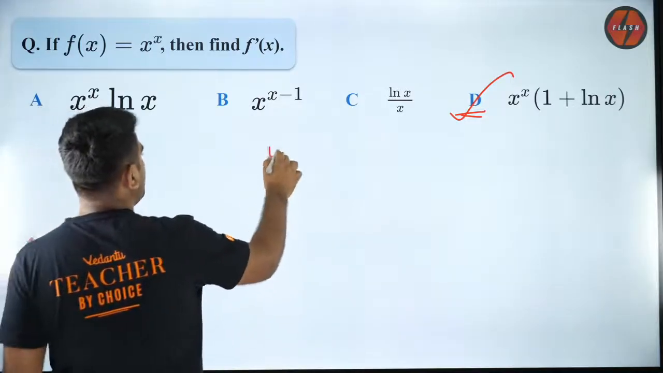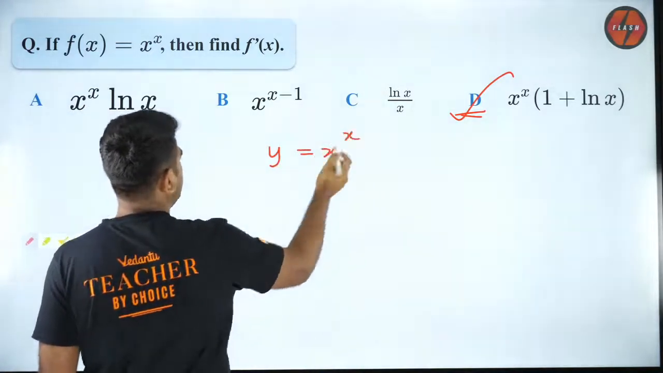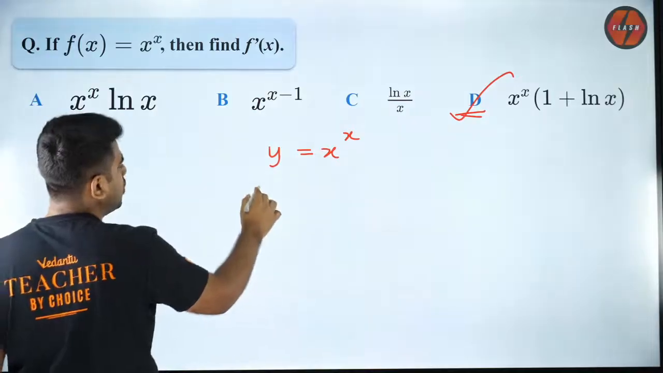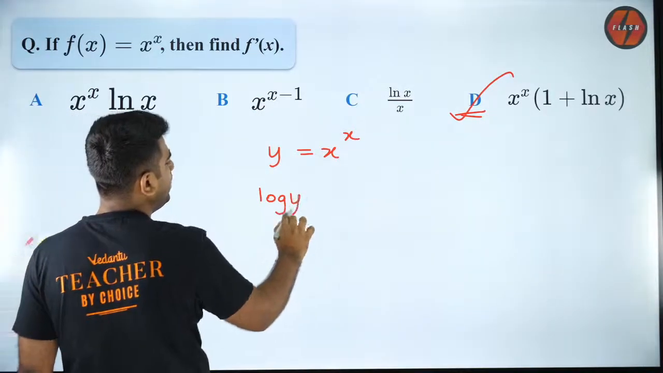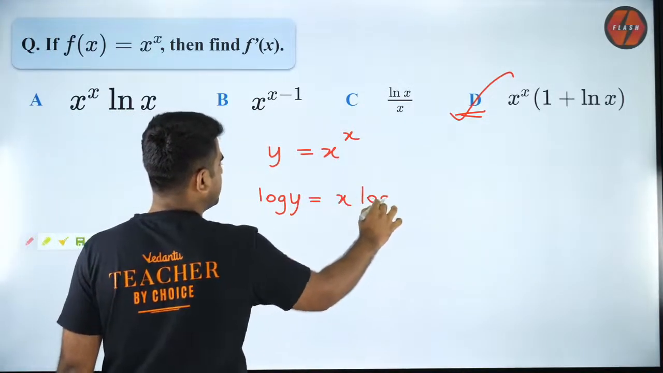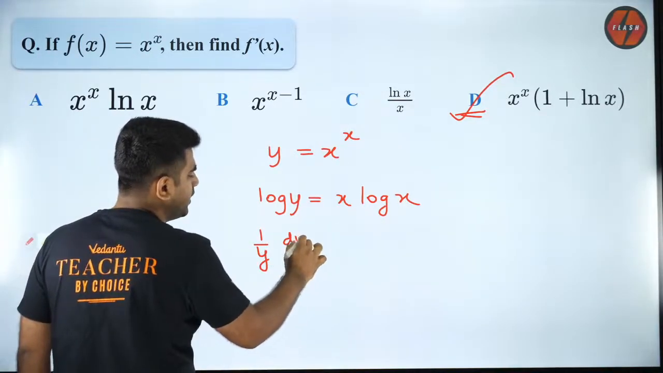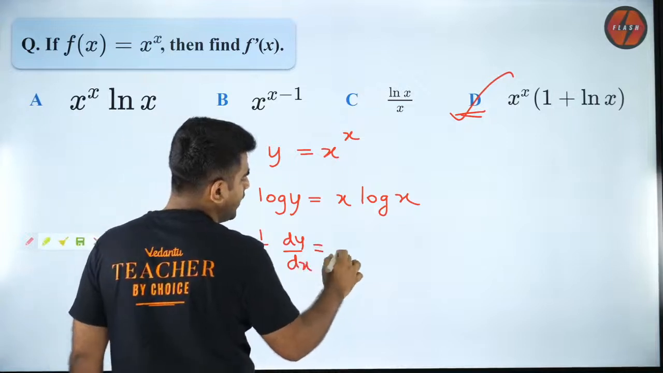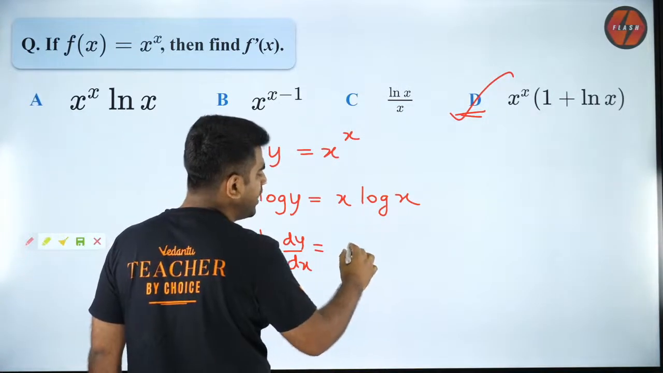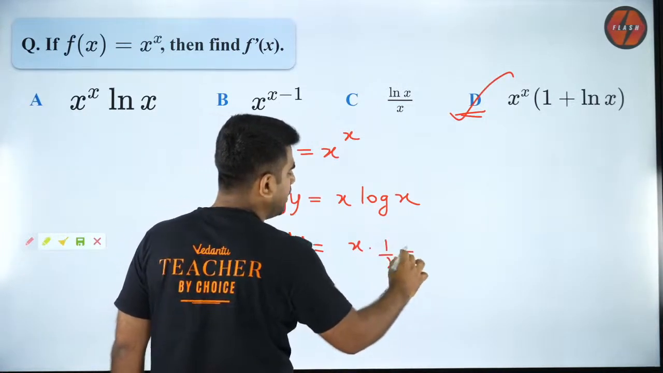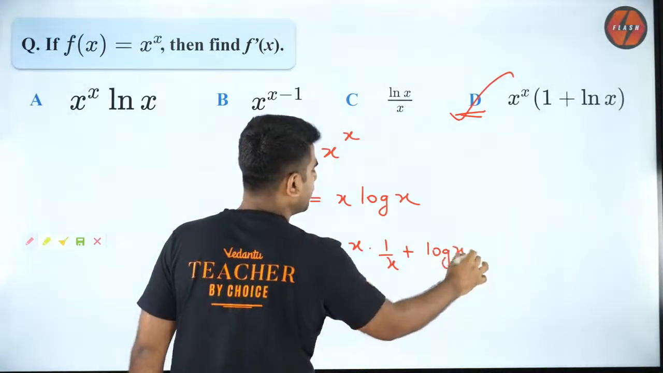So how do you do it? You have y is equal to x power x. So I want dy by dx. So first I'll take log. So it will be log y is equal to x log x. Now if I differentiate, I will get 1 by y dy by dx is equal to, what will I have over here? x into 1 by x plus log x into 1.